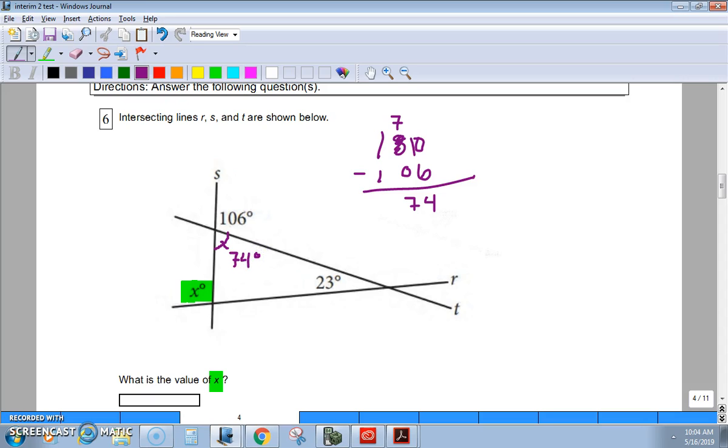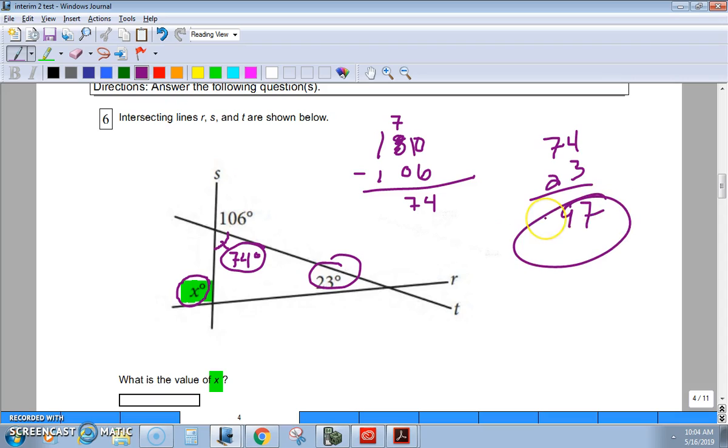Here's where you could have done 1 or 2 things. If you remembered, there is a rule that says this outside angle is equal to these 2 angles added together. So you could have just added 74 and 23, which would give you 97. The answer was 97. Or you could have said, okay, what angle goes here that makes this 90? And that would be 103. Check my math.